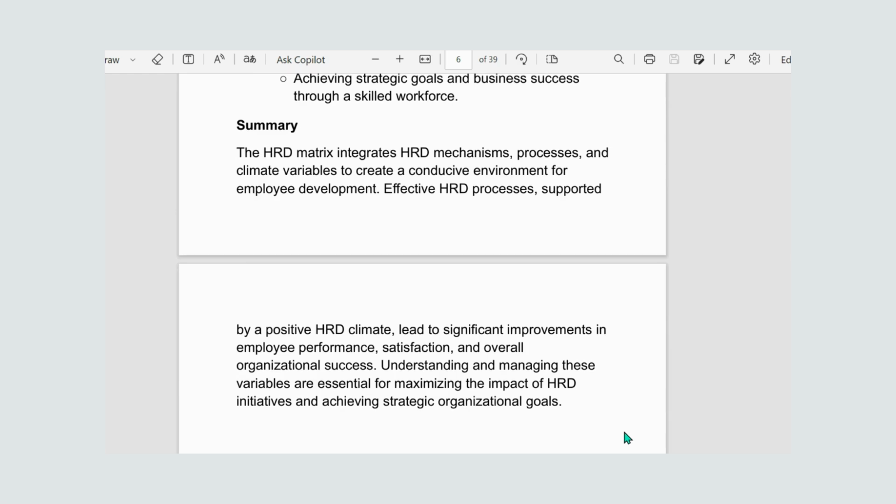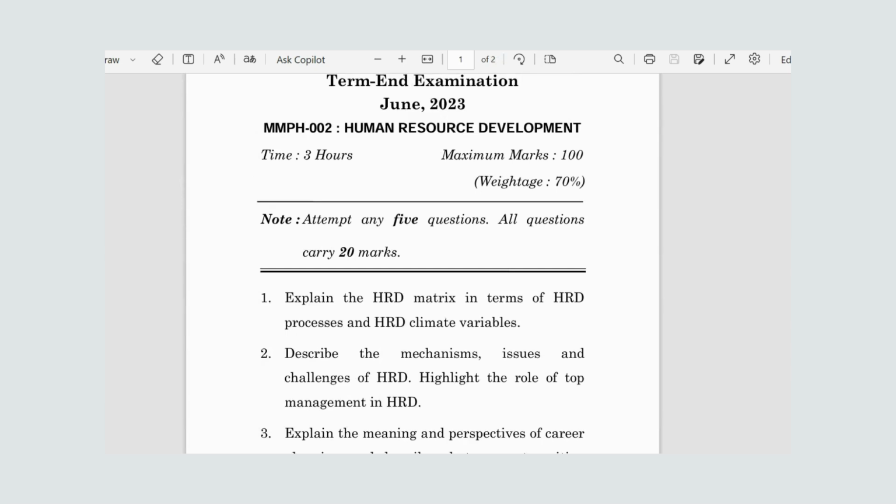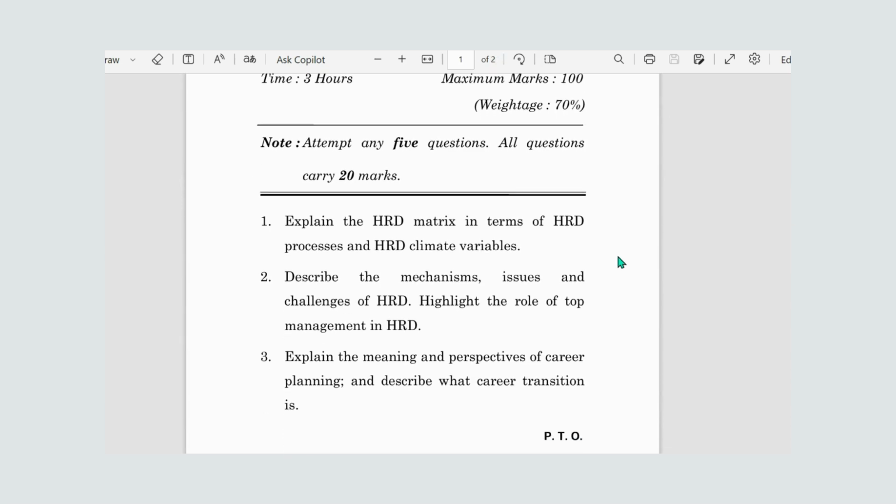Now the second question is: describe the mechanisms, issues, and challenges of HRD. Highlight the role of top management in HRD.